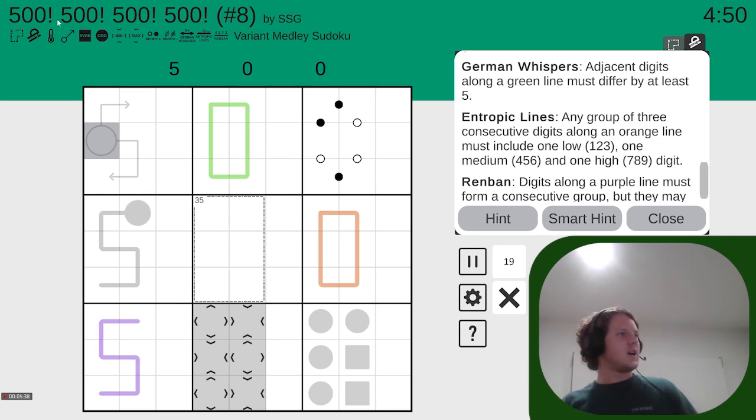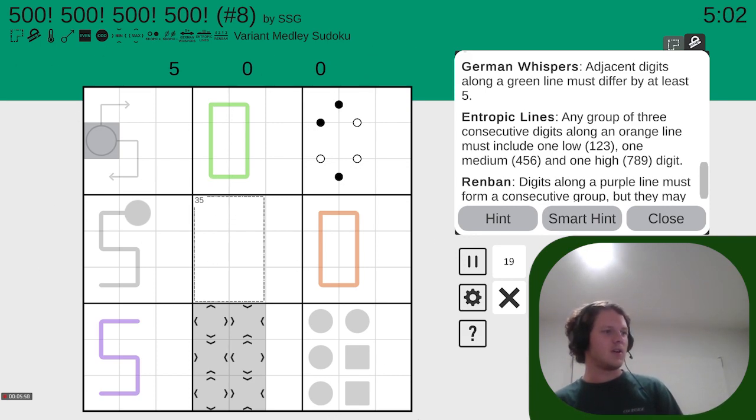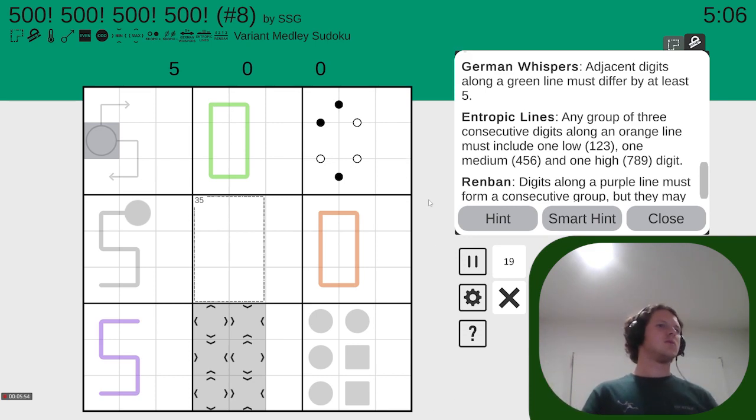The puzzle's called 500, 500, 500, 500 because at the top here, you've got 500. And then these are all meant to be 5s along the left, and these are all 0s in the next 2 columns. So there's 4 500s in a row. Of course, these guys know what they're doing when they're making names.